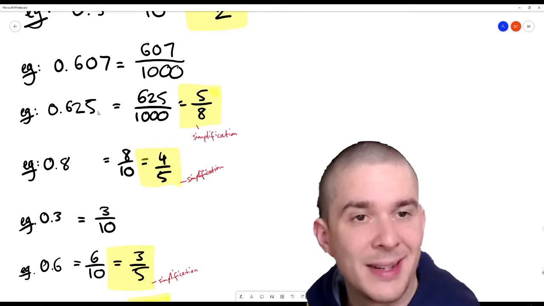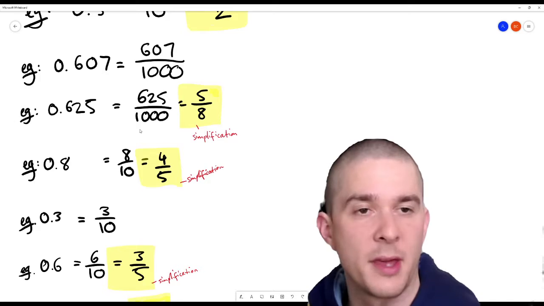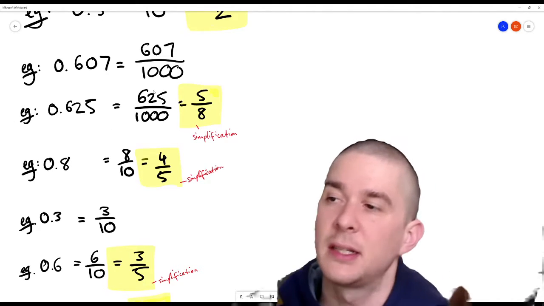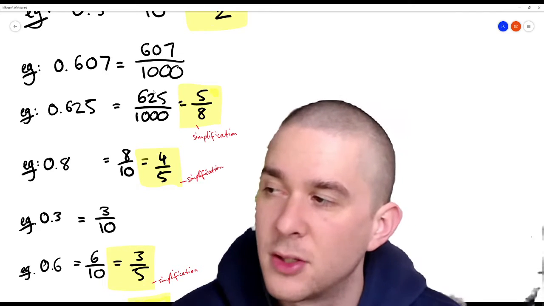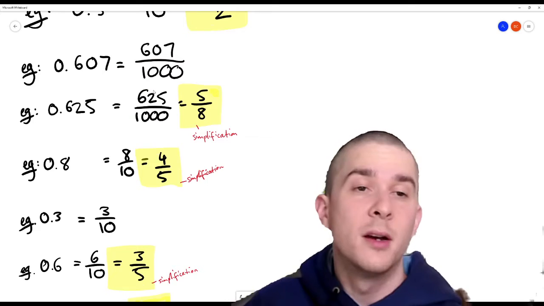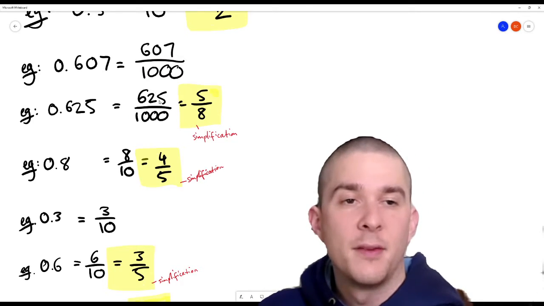0.625. Now again, our last digit is in the thousandths position. So I put 1,000 as our denominator and 625 in our numerator. Now, 625 and 1,000 do share a common factor. Their common factor is 125, and so that simplifies down to 5/8.